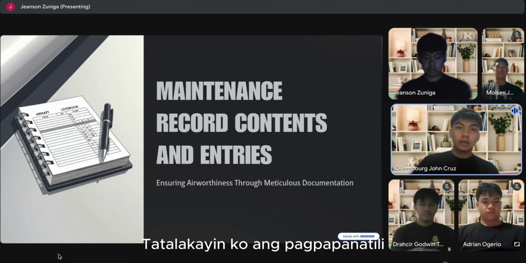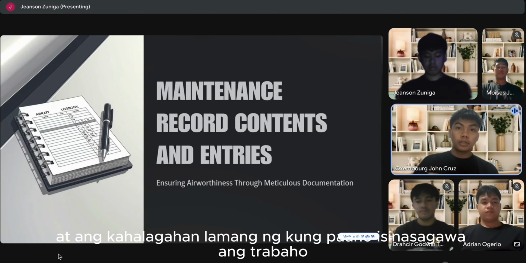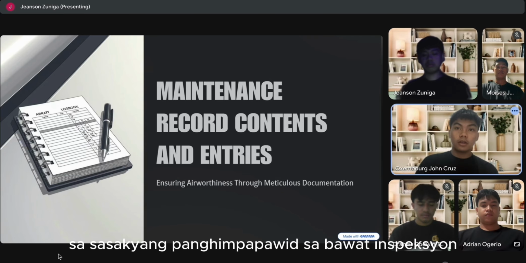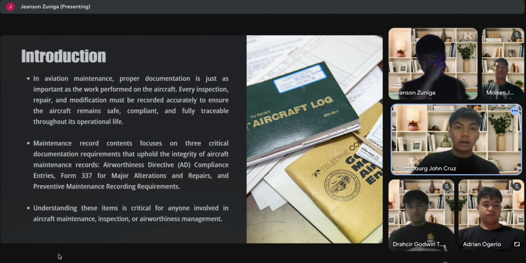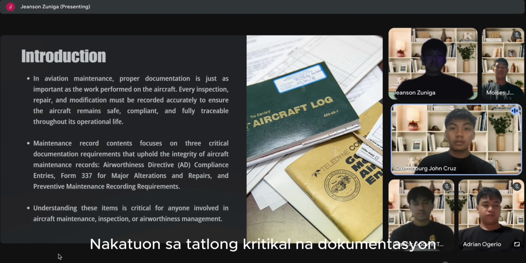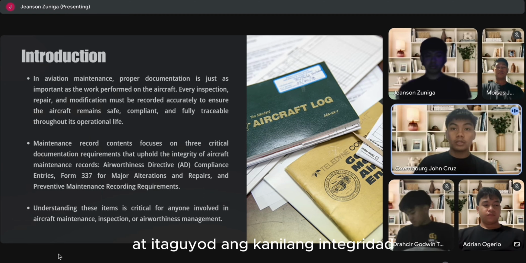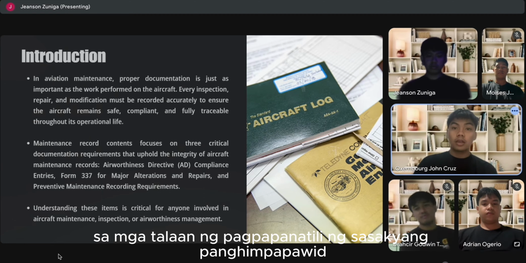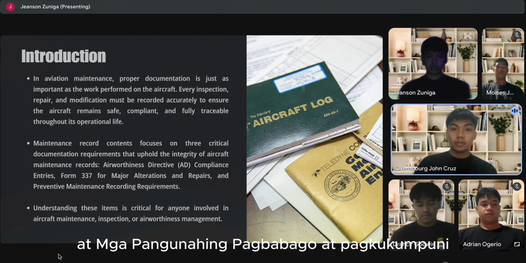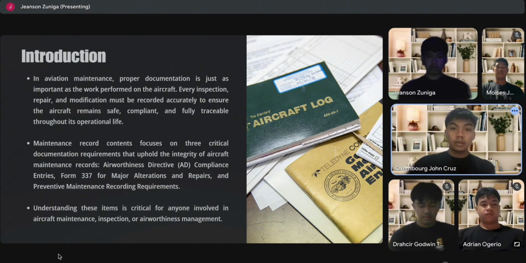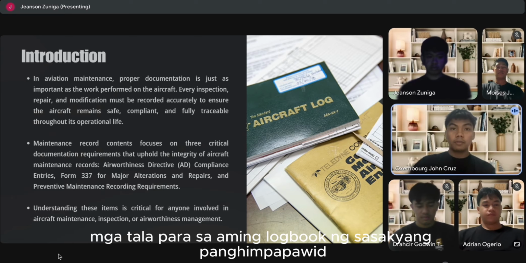I'll be discussing proper aviation maintenance documentation. It is about the importance of how work is performed on aircraft, and every inspection, repair, or modification in our records. Maintenance record contents focus on three critical documents that uphold the integrity of aircraft maintenance records: airworthiness directives, Form 337 for major alterations and repairs, and preventive maintenance records. These are the critical records for our aircraft logbook.